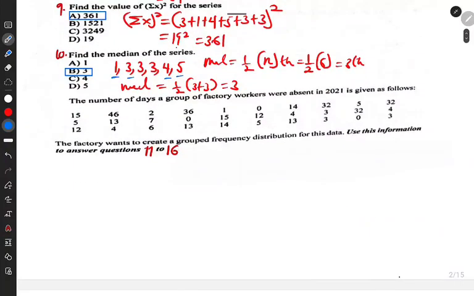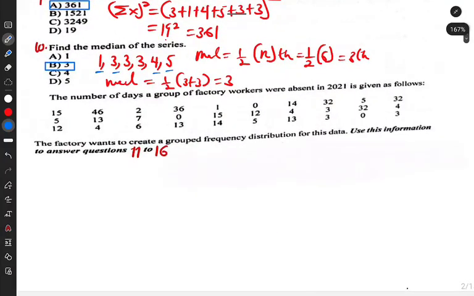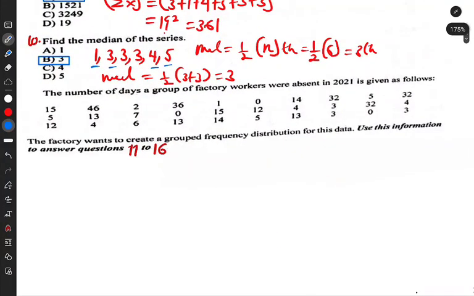Now, moving to question number 11 to 16, we have been given a preamble on top here. It said the number of days a group of factory workers were absent in 2021 is given as follows. So these are the number of days that you can see. The factory wants to create a group frequency distribution for this data. Use this information to answer questions 11 to 16. So that's what you have been told to do.